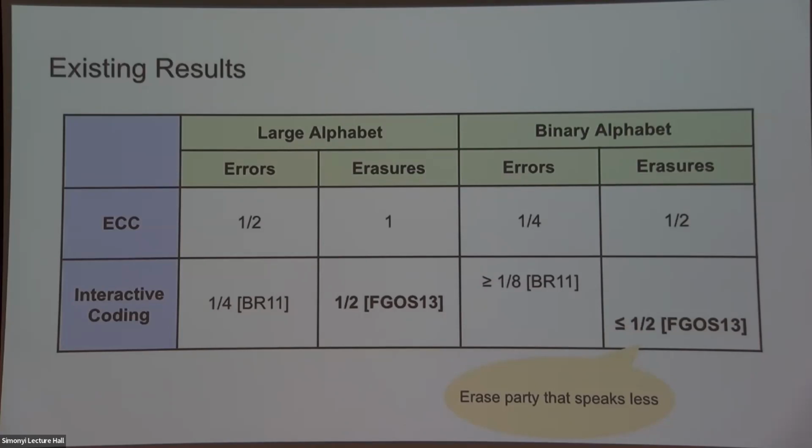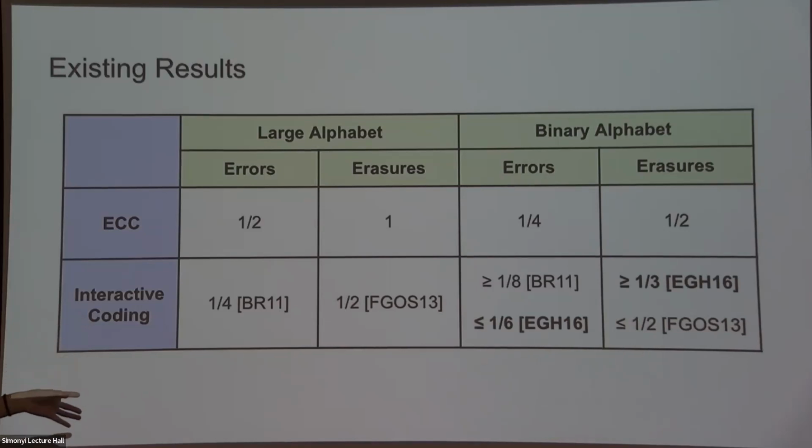Then there was a work of Efremenko, Kol, and Saxena, who have two main results for erasures. The first is they were able to construct a protocol with 1/3 erasure resilience over the binary alphabet. The second is they showed an impossibility result of 1/6 for errors over the binary alphabet. Their upper bound of 1/6 actually holds in a stronger model called the feedback model. I'll talk about this in a few slides, but the important thing is that it's a stronger model where Alice and Bob have strictly more power. So if you remove this extra power, you get this impossibility result of 1/6 also.